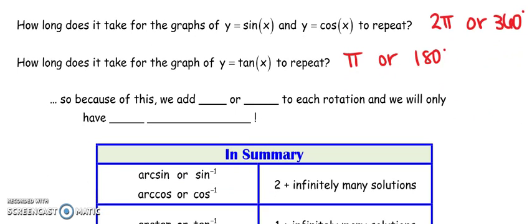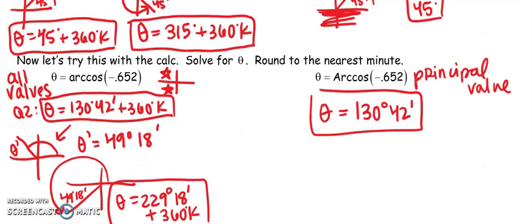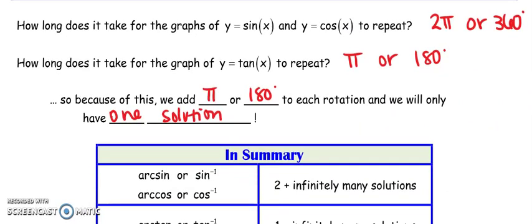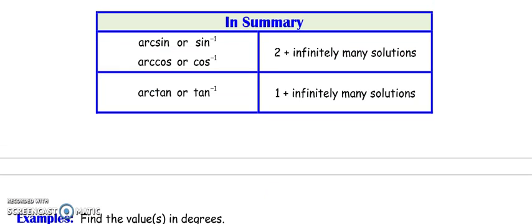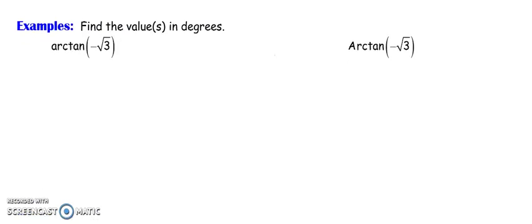We're not going to write plus 360k anymore. Because of this, we add pi or 180 degrees to each rotation, and we will only have one solution. Think about that. When we had 2 pi, so let's say when we did inverse cosine, all values that are positive, that would be first and fourth quadrant, we had a listing of 2 answers, right? But if I'm only looking at 180 degrees, we're only going to have one answer. So just keep that in mind as we do it. And then I have a little box summarizing it there. But let's just jump into it so you can see what in the world's going on.